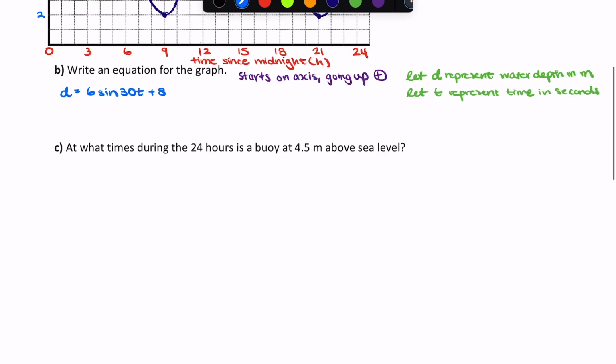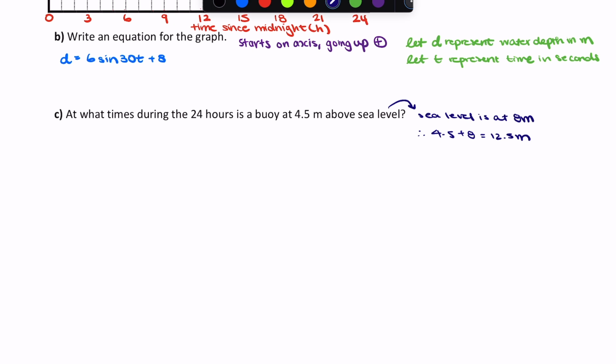Okay, so here, part C, it says, at what times during the 24 hours is the buoy at 4.5 meters above sea level? And so here we see that sea level is at 8 meters, which means that we take our 4.5 plus 8, which is equal to 12.5 meters. So that would be when we're going to use that distance to calculate the times this buoy is 4.5 meters above sea level.